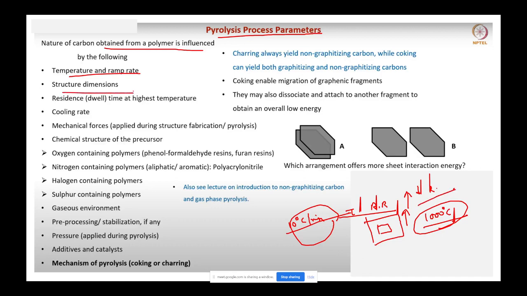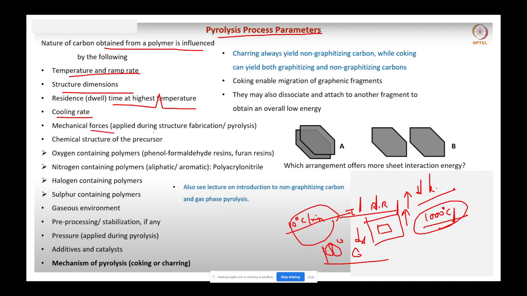Structural dimensions. Next, dwell time at high temperature. If you are exposing your material for 1 hour, 10 hours, 20 hours, or maybe 4 to 5 days, it depends on what properties you want. Cooling rate: again, you take your material to a very high temperature, let's say 1000, and if you cool it at 10 degrees per minute or 100 degrees per minute, you will get a specific property when you change the cooling rate.